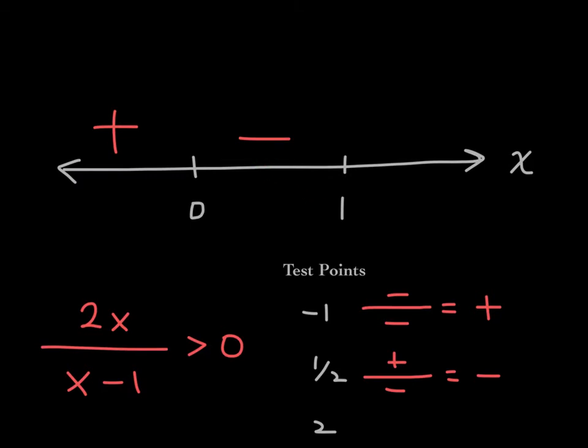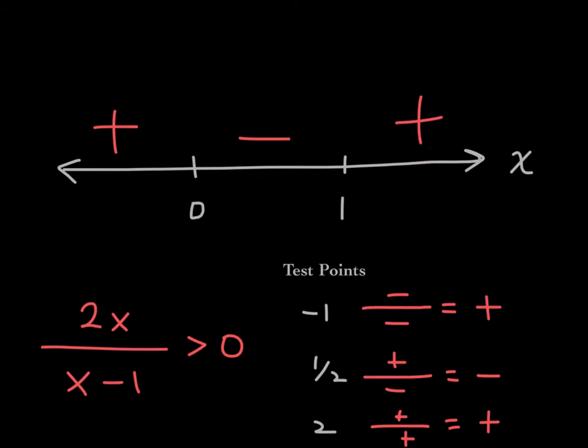Finally, let's plug in 2. When I plug in positive 2, my numerator is positive. And when I plug in positive 2 in the denominator, my denominator is 2 minus 1. That's positive as well. And a positive divided by a positive is a positive. So, to the right of 1, the graph is above the x-axis.